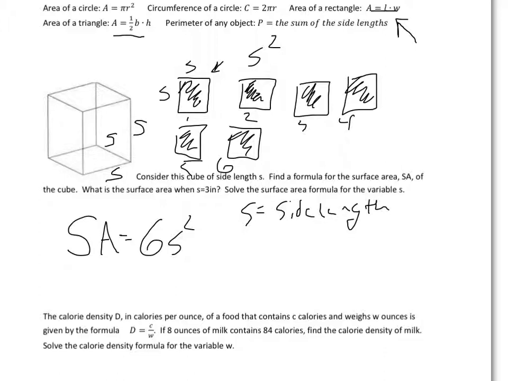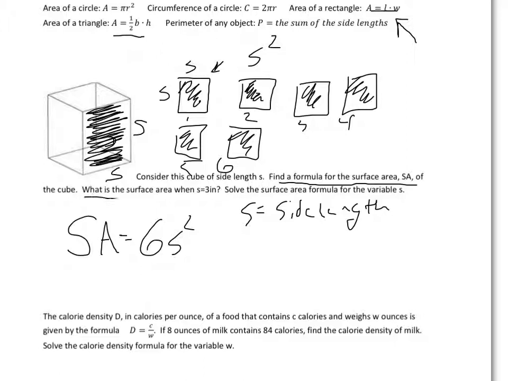We didn't know what the formula for the surface area of a cube was, but we should know what area is. Area is just one face. We should be able to determine how many faces there are, and from that we can come up with the total surface area of the cube.